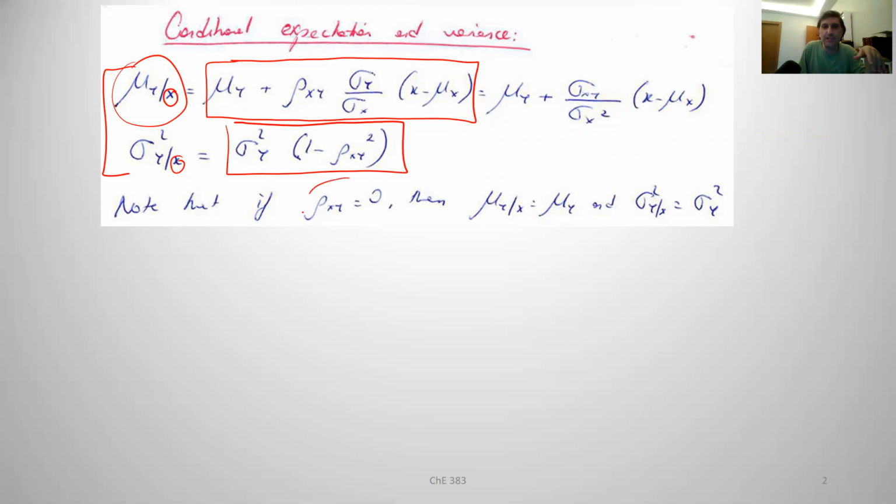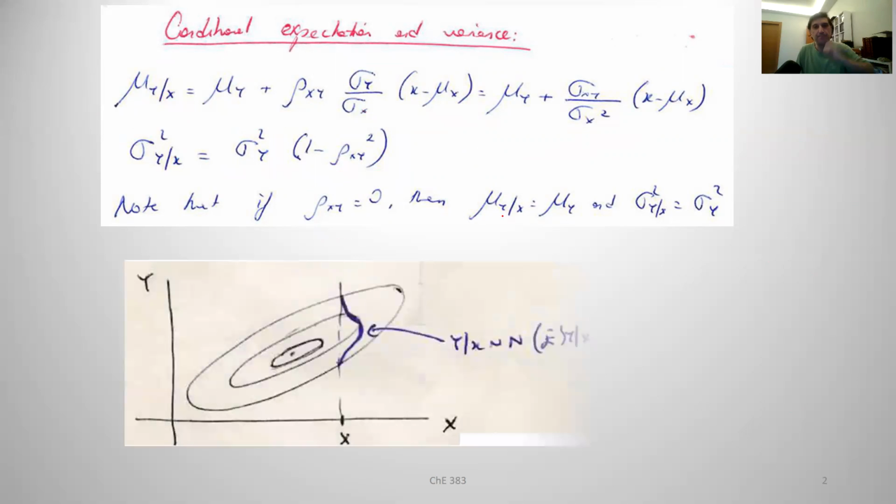Again, if the correlation is equal to 0, then this part is gone. This is going to be equal to 0, and this is going to be equal to 0. Therefore, the expected value of y given x is simply the expected value of y, and the variance of y given x is simply equal to the variance of y. So actually, it means this.